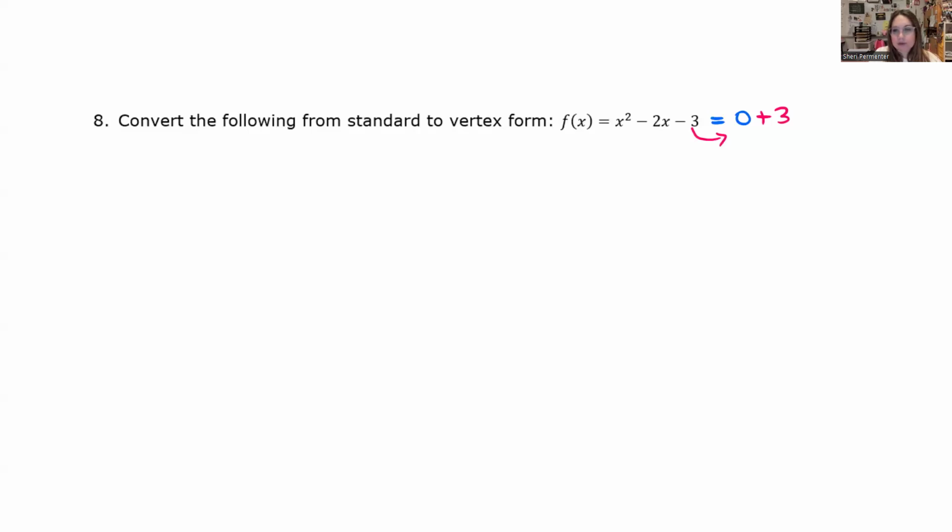Next, I'm going to rewrite the equation and I'm going to rewrite 2 lines and leave myself blanks to complete the square. So I get x squared minus 2x plus blank equals 3 plus blank. And then my next line has the parentheses. How do I know what sign goes in parentheses?